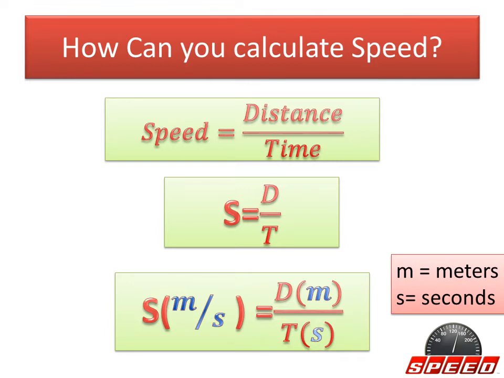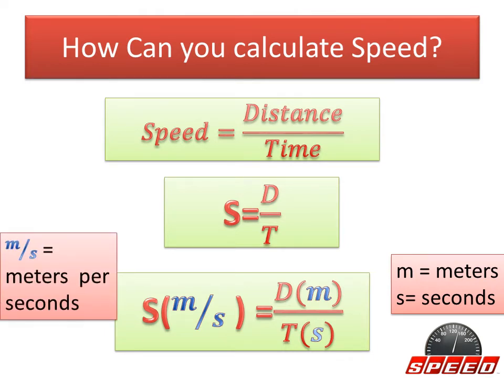The distance usually is measured in meters or kilometers or centimeters. The time is measured in seconds or minutes or hours. The speed, according to the example, is measured in meters per second. It can be kilometers per hour. It can be centimeters per minute. It can be any unit. It depends on the distance and on the time.